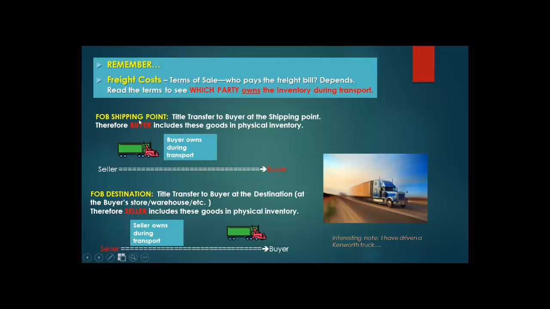FOB shipping point means title transfers at the shipping point. The buyer owns during transport. Therefore, the buyer includes goods in transit, if they have FOB shipping point, in physical inventory. FOB destination, title transfers to the buyer at the destination. So the seller owns the goods during transit, and these goods would be included in the seller's physical inventory count.